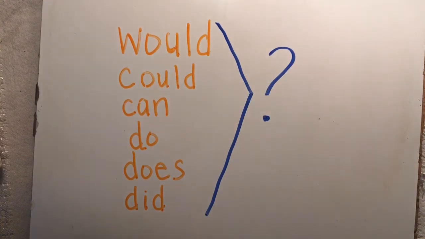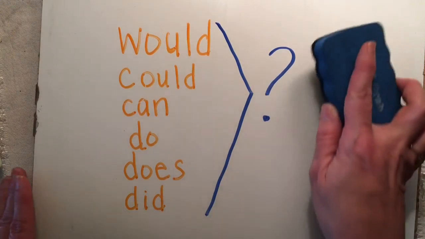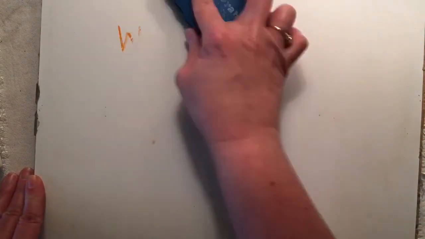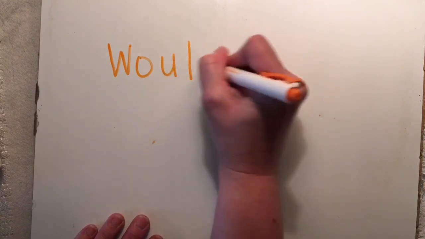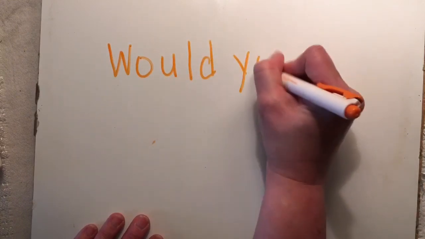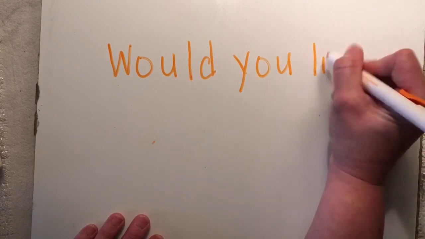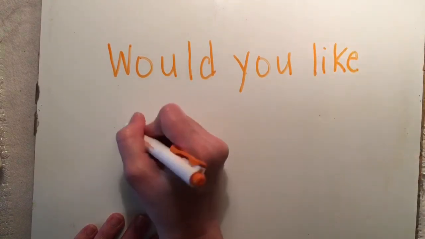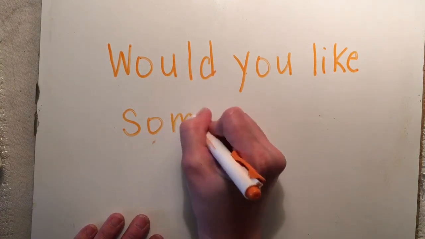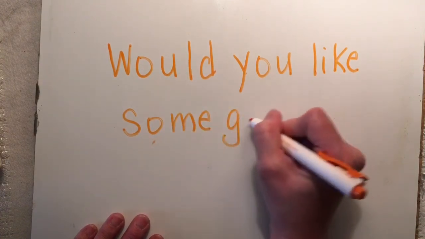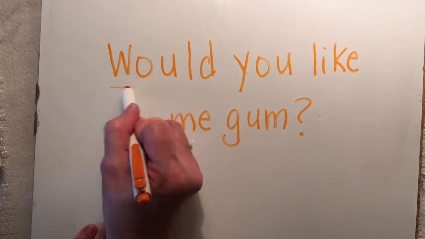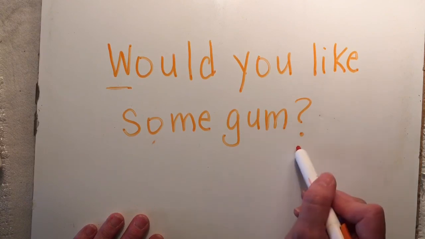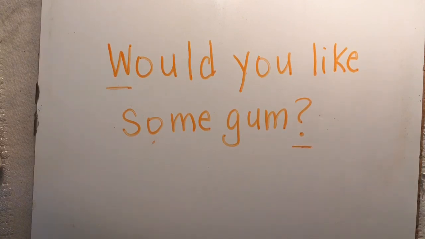Let's practice writing a sentence with would. Would you like some gum? I've asked a question. I began it with one of my question words. I ended it with a question mark.